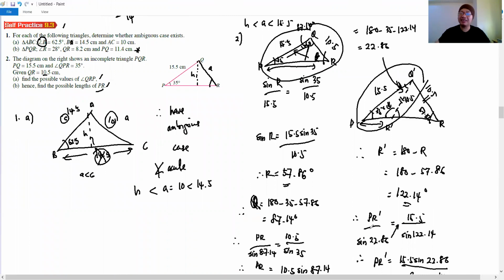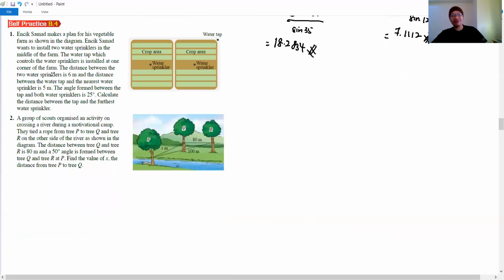Why did we get two different answers? Like what we found in the previous question A, two different angles because of the ambiguous case. That means we need to draw the new triangle. So that is your 9.3. Okay guys, next 9.4, the last part.